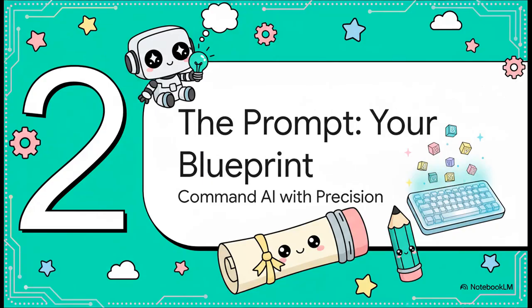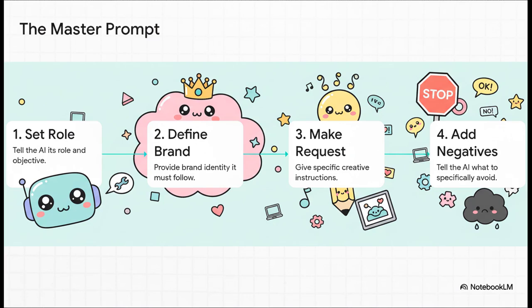All right, so we've seen what this thing can do, which is pretty amazing, but the big question is, how do you actually make it happen? Well, the secret to unlocking all this power is in the prompt. It's the blueprint you give the AI to guide it. And it's not as complicated as you might think.